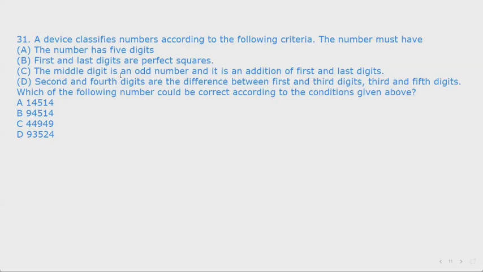The middle digit is an odd number, and it is the addition of the first and last digit. So 5 is an odd number, and 1 and 4 add up to it. Then 5 is an odd number, but 9 and 4 are not the addition. 9 is an odd number, but 9 plus 4 is 13. So ruled out. The same scenario here as well: 5 is an odd number, but 9 plus 4 is 13. So we are left with the only option, option number A. That is our answer.